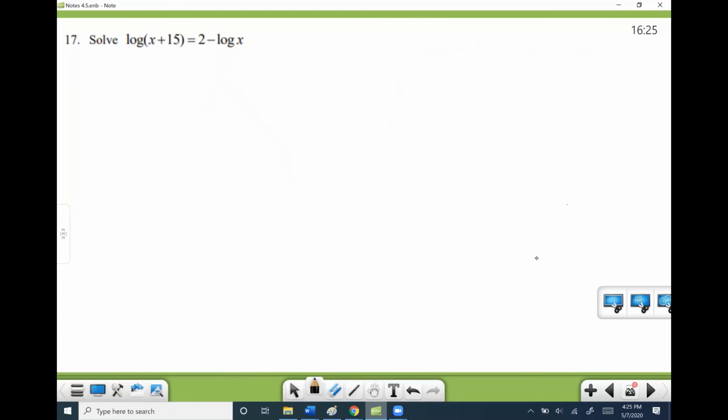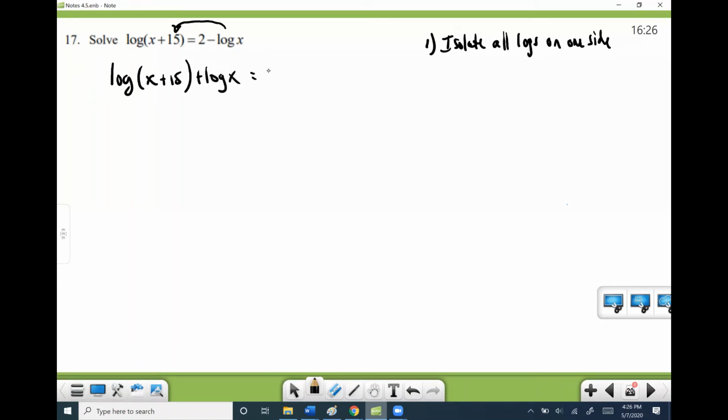All right, step 1. Isolate all the logs on one side, right? We actually have to do that this time, huh? So I probably would just move this one over. Yeah, add log x, very good. That seems like the easiest move. So I'm gonna add him to the other side. So we got the logs on one side and the non-logs on the other side.